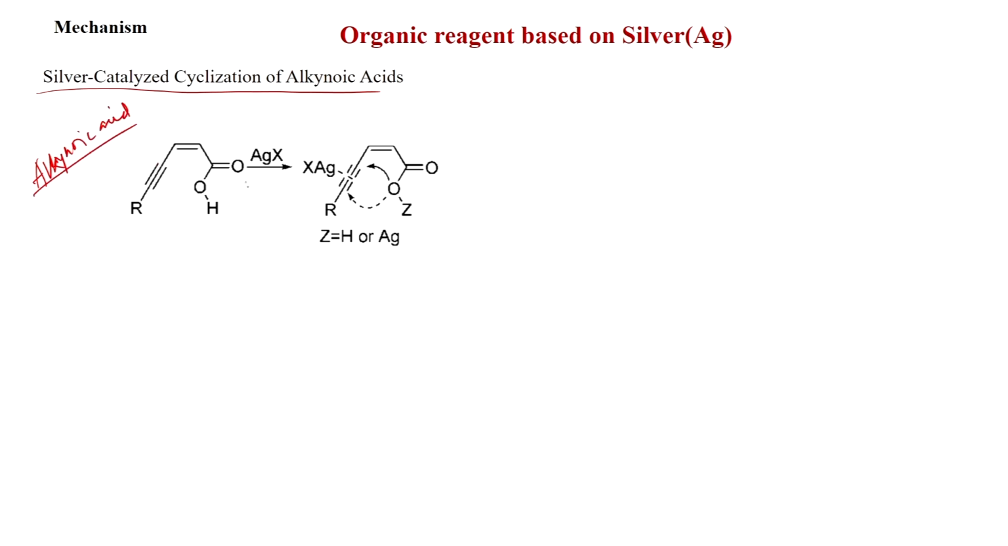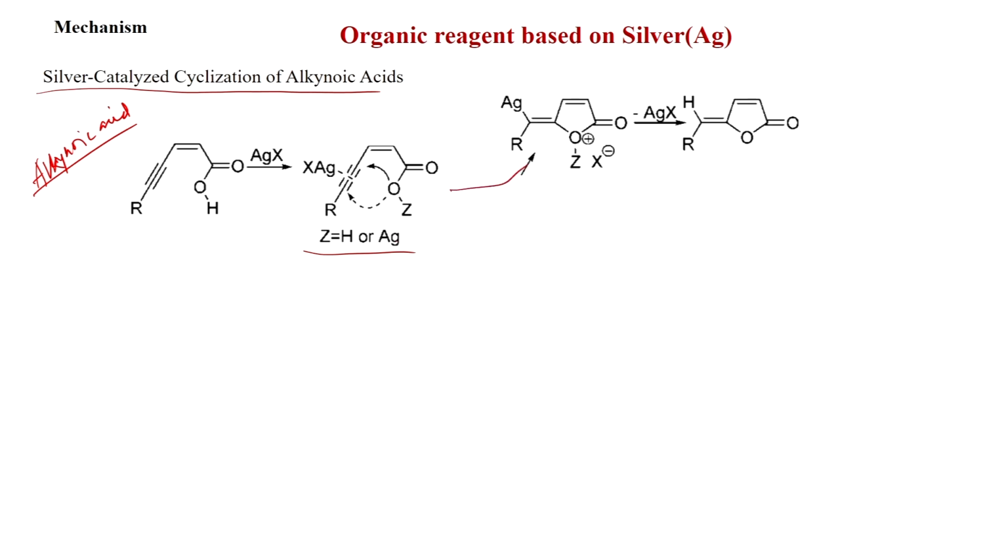Here a triple bond, double bond, and this is acid. So, with silver, as always, silver will coordinate with the triple bond, and now there is the exo and endo possible with Z equal to hydrogen or silver. So, when 5-exo-dig will happen, then you get this.